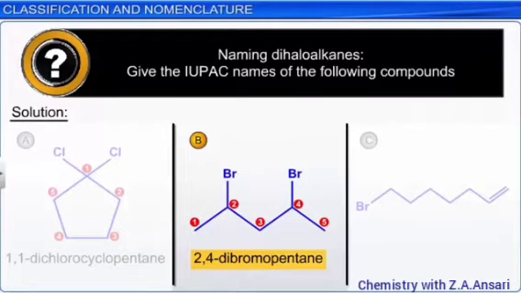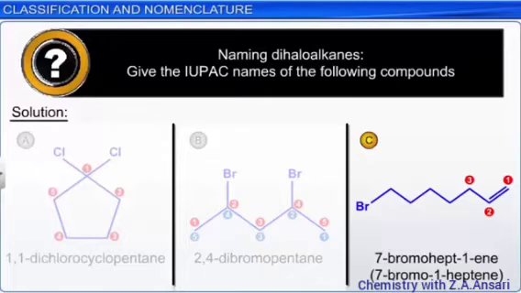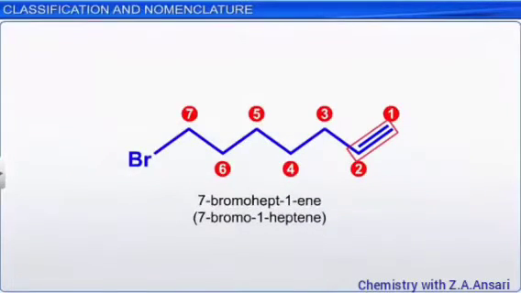In this molecule, you will get the same name whether you start counting from the left or the right. Molecule C is 7-bromohept-1-ene. You might see this written as 7-bromo-1-heptene, using earlier IUPAC guidelines. The double bond takes priority over the halogen atom, so carbon number 1 is at the far right.